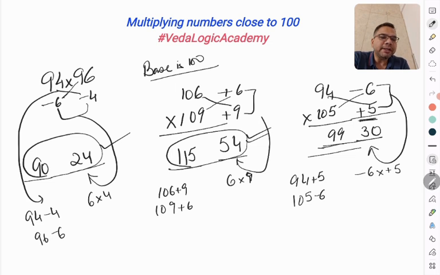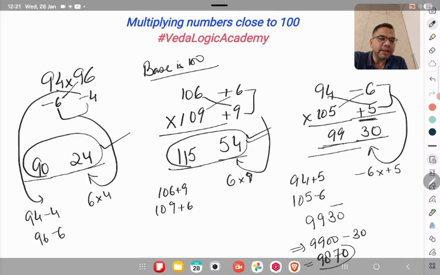So from here we are getting 99 and 30 with a negative sign. But we can't leave it like that. Since we have to convert this number, we will write 99 00, put 00 instead of 30, and subtract 30 from it. So that becomes 9870, and that is our answer.